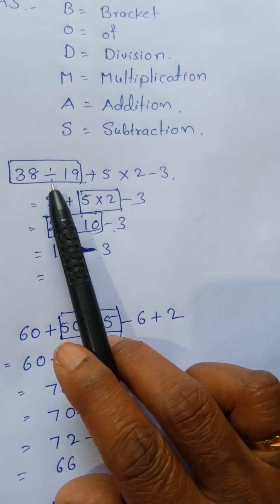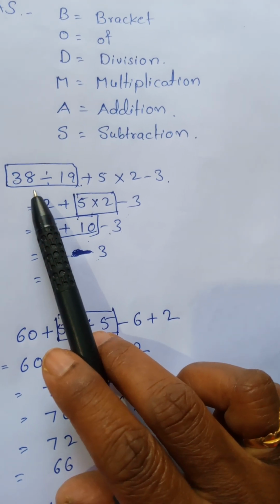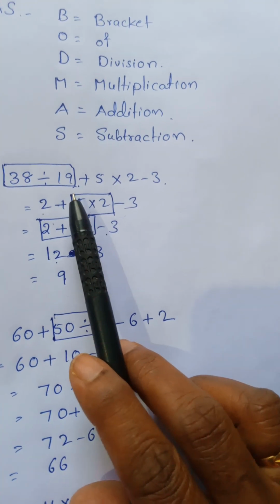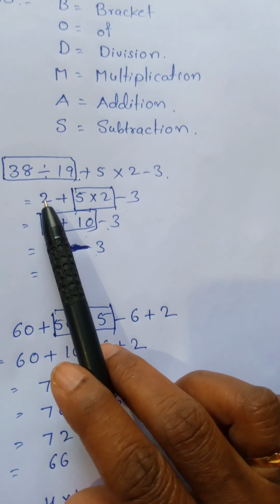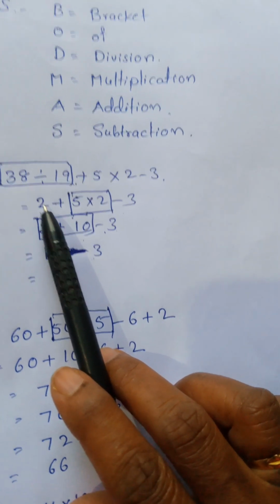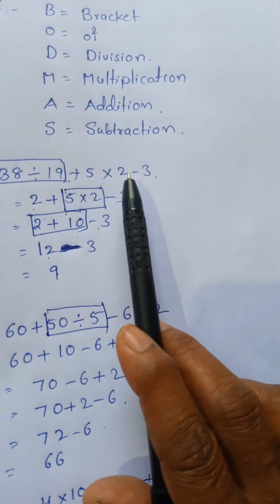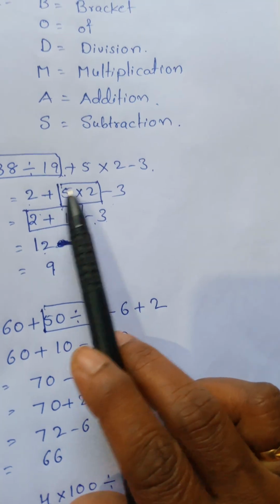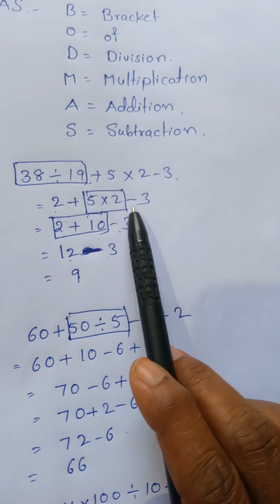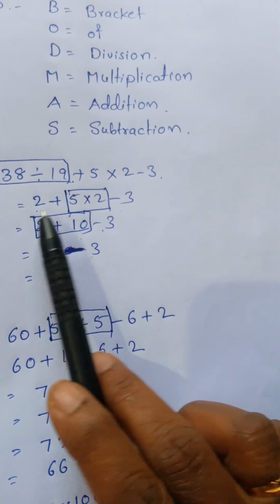So what is the meaning? 38 ÷ 19 means 38 divided by 19. So in the 19 table, how many times will 38 come? 19 twos are 38. So the answer is 2. Then the division operation is completed. Remaining same, right? Plus 5 × 2 − 3. Then we can take the multiplication operation.